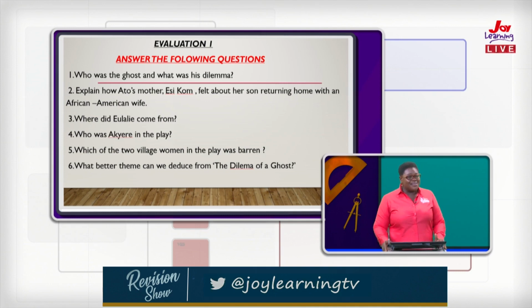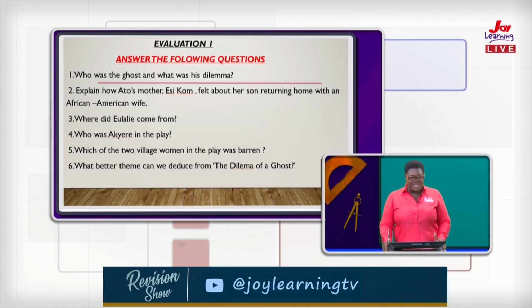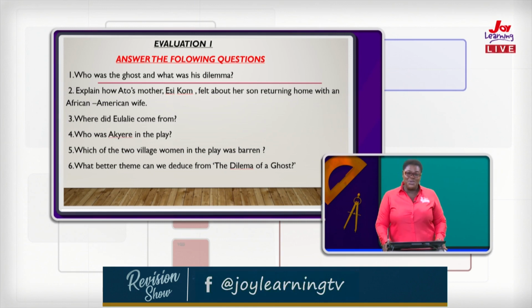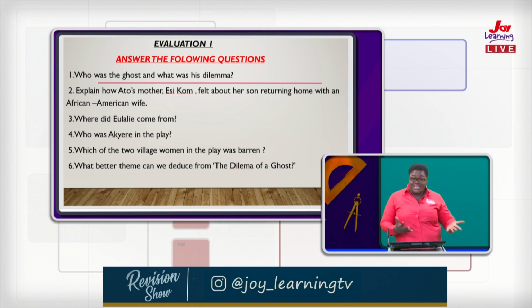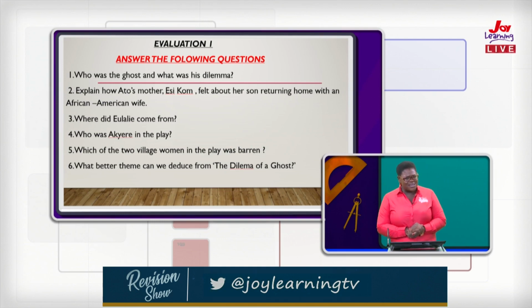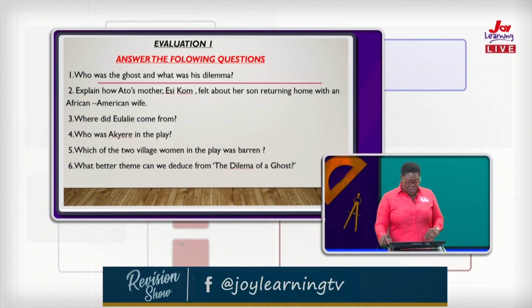Hello, Rita. Hello. Yes, Rita. Please, good evening. Good evening, please. How are you? I'm fine. Great. Talk to me. What do you want to tell me? Or would you want to give me an answer to any of the questions, right? Please, yes. Which form are you? Please, Form 2. Form 2. So you have a year more to write, right? Yes. But you are trying and I'm happy you called, okay? Okay. Right. So which of the questions would you want to answer?